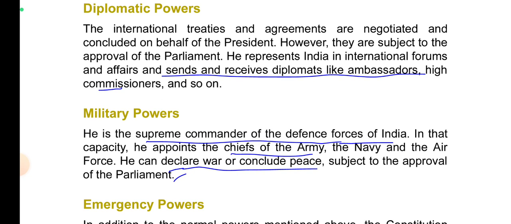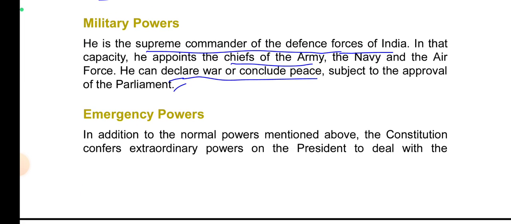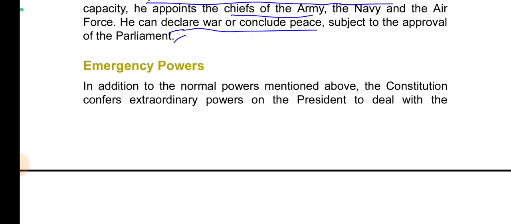Then diplomatic powers. The international treaties and agreements are negotiated and concluded on behalf of the President. However, they are subject to the approval of the Parliament. He represents India in international forums and affairs and sends and receives diplomats like ambassadors, high commissioners, and so on. Military powers. He is the supreme commander of the defense forces of India. In that capacity, he appoints the chiefs of the army, the navy, and the air force. He can declare war or conclude peace subject to the approval of the Parliament.